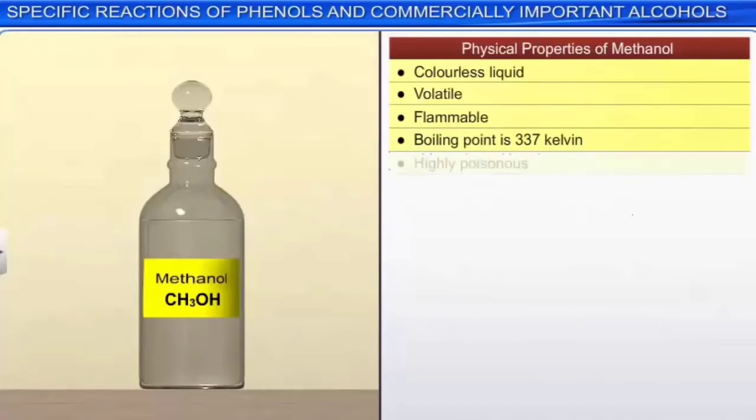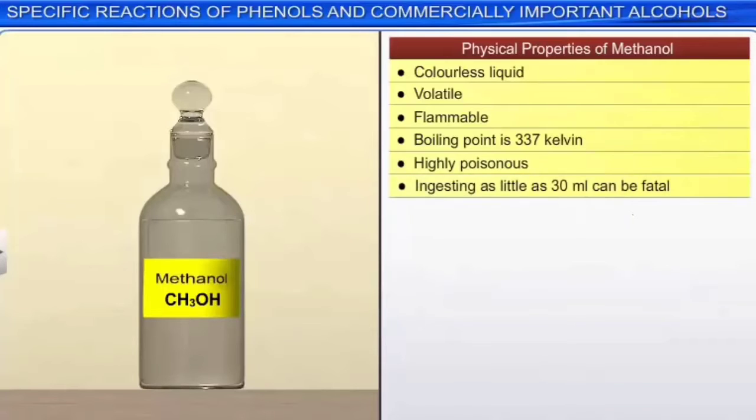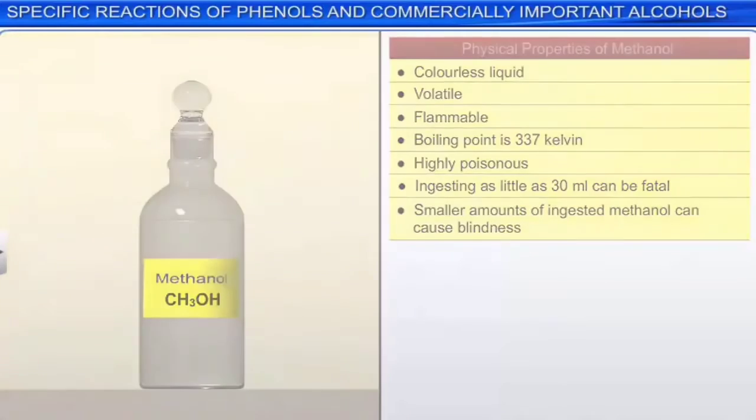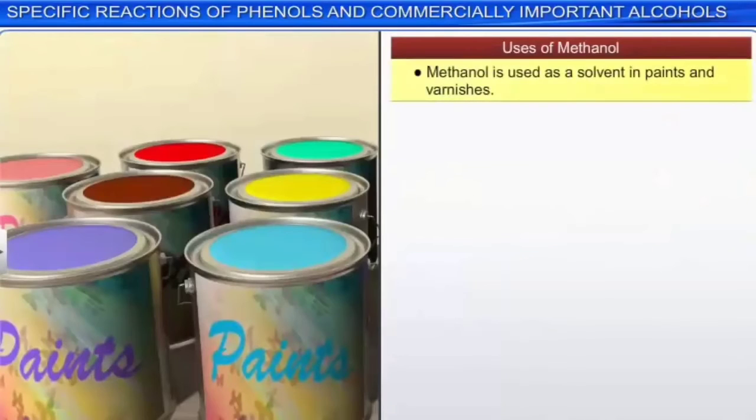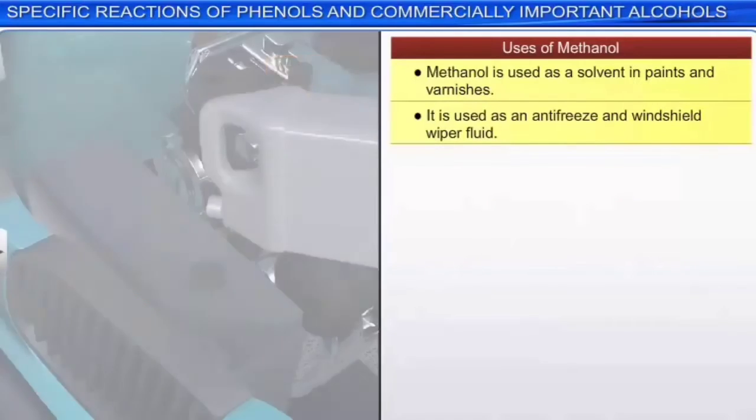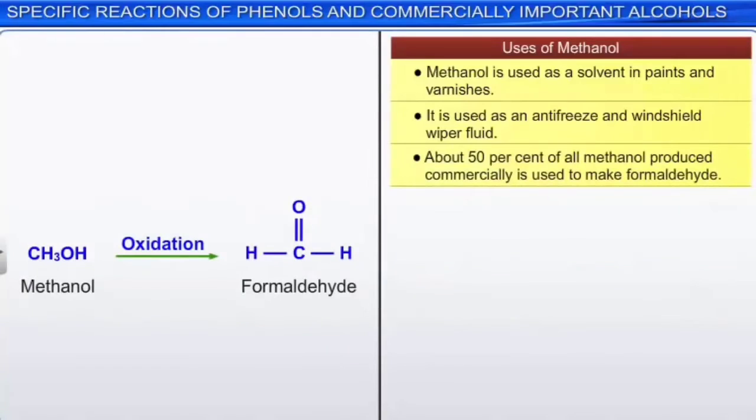Methanol is highly poisonous. Ingesting as little as 30 mL can be fatal. Smaller amounts of ingested methanol can cause blindness. Methanol is used as a solvent in paints and varnishes. It is used as an antifreeze and windshield wiper fluid. About 50% of all methanol produced commercially is used to make formaldehyde.